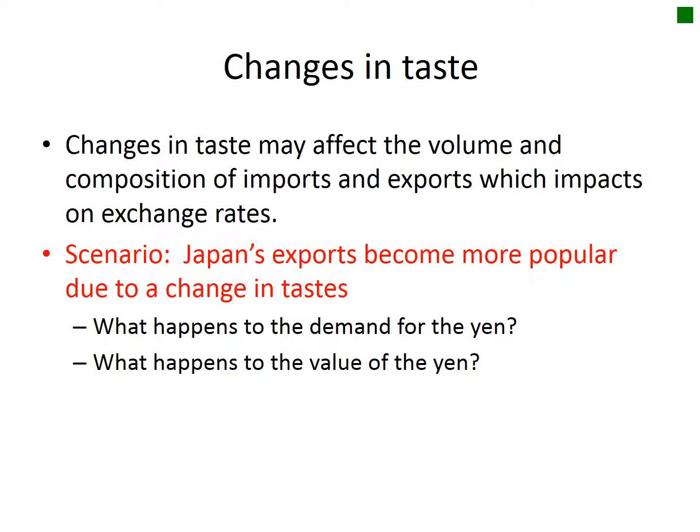Changes in taste. Changes in taste may affect the volume and composition of imports and exports, which impacts exchange rates. So let's say that Japan's exports become more popular due to a change in taste. What will happen to the demand for the yen? Well, people will want to buy Japanese exports, so they'll take their currency, deposit it in the foreign exchange market, and buy up yen. So the demand for the yen will increase. What happens to the value of the yen? It will appreciate. Goes up.